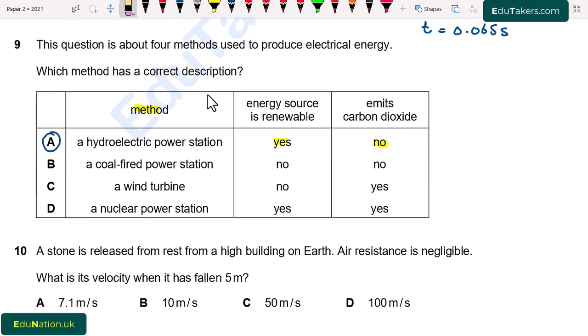Option B, a coal-fired power station. Energy source is renewable, no, and emit carbon dioxide, yes. So it is incorrect. Option C, a wind turbine, no and yes. So it is also incorrect, and D is a nuclear power station. Energy source is renewable, yes, and emit carbon dioxide, yes. So it is also incorrect. Only option A is correct.